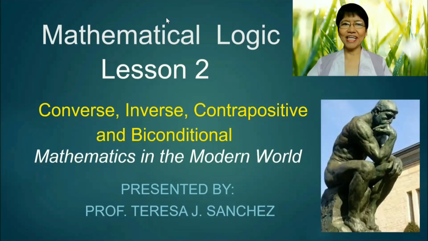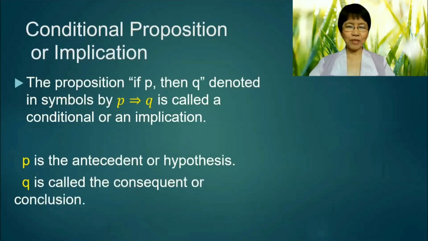Our lesson for today is Mathematical Logic Lesson 2: Converse, Inverse, Contrapositive, and Biconditional. Conditional proposition or implication. The proposition "if P then Q," denoted by the symbol P implies Q, is called a conditional or an implication. P is the antecedent or hypothesis, and Q is called the consequent or conclusion.